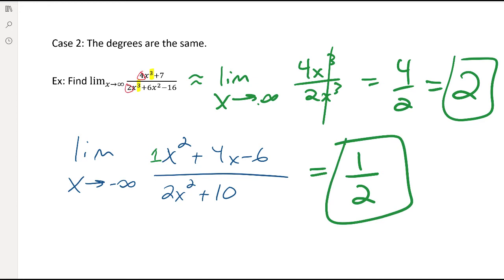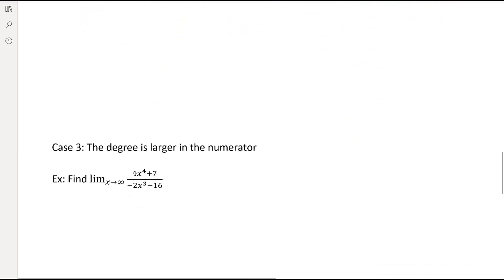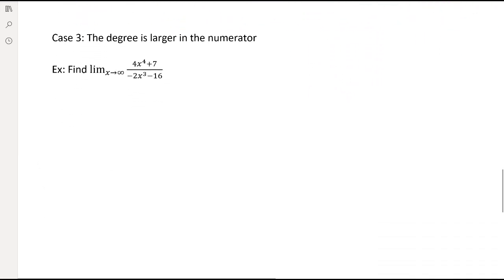Okay, so we did when the degree is larger on the bottom. We did it when the degrees are the same. The last case is what happens when the degree is larger up top in the numerator. Well, all of these have the same similar concept. It's going to be look at the dominating terms here. All right. So for this example, find the limit as x approaches positive infinity of 4x to the fourth over negative 2x cubed.